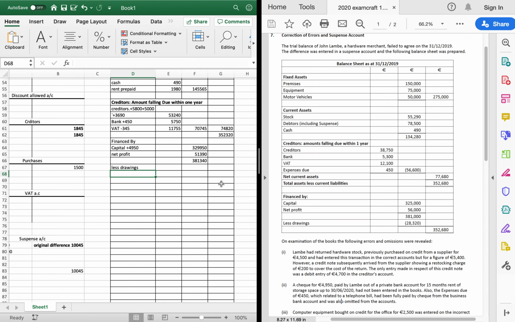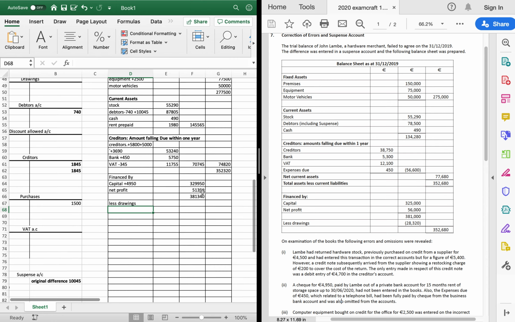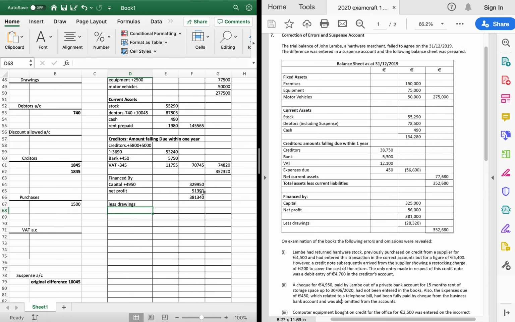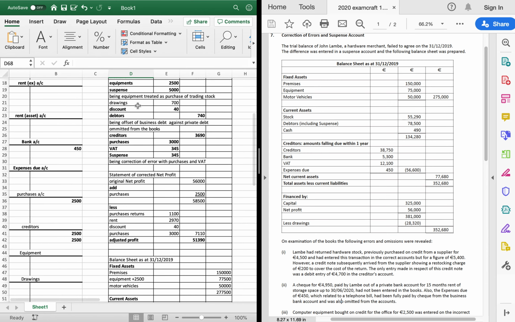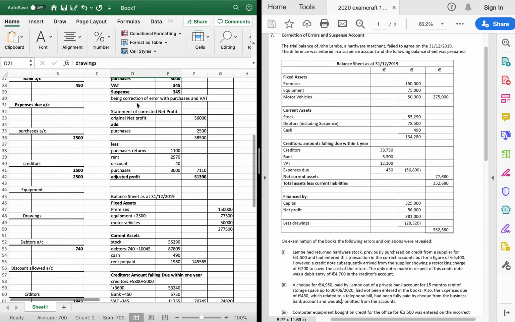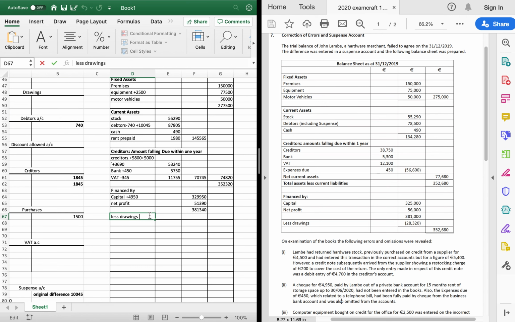Drawings is the same as the assets rules: you add debits, take credits. Drawings in effect is an expense. Now I know there's one drawing in this. It was in the second last working. So 700, it's a debit, so we're going to add it on. So drawings was 28,320. I'm going to add that 700 to get 29,020.